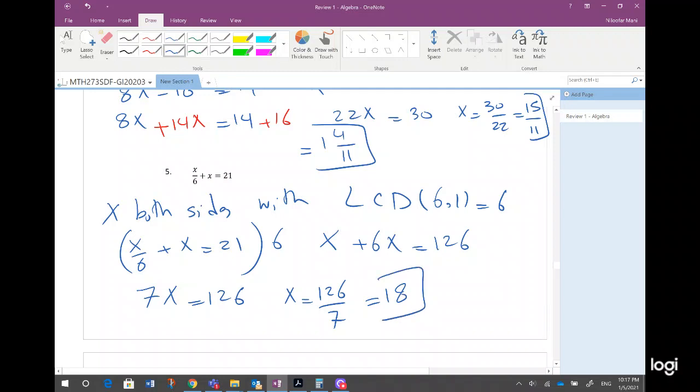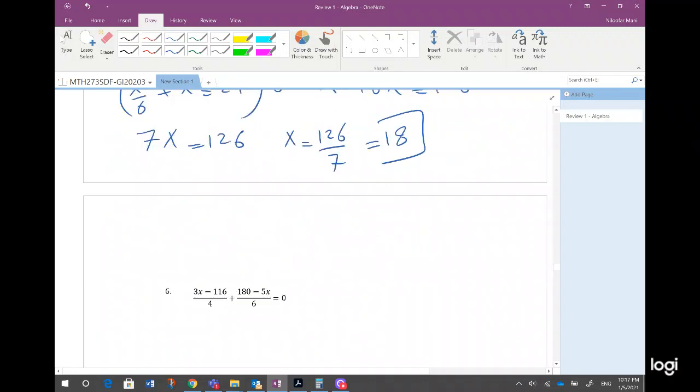So 18 divided by 6 is 3 plus 18 is 21. Left side and the right side is 21. Perfect. I didn't make any mistake. And that's correct. So far so good.